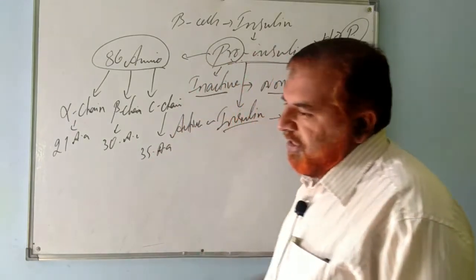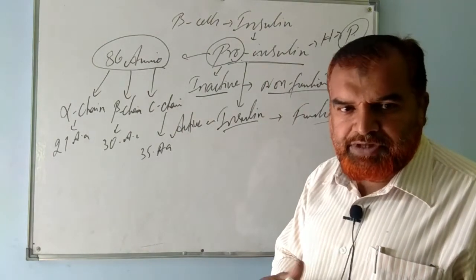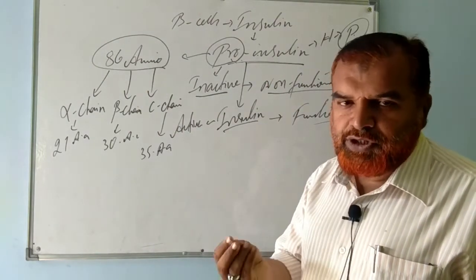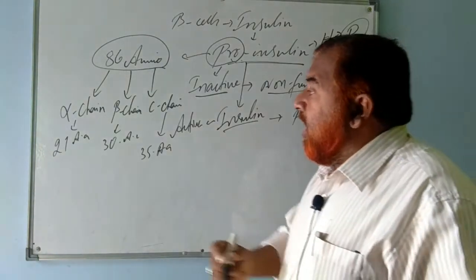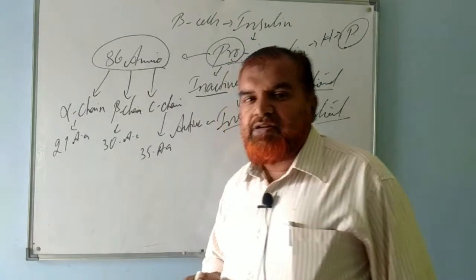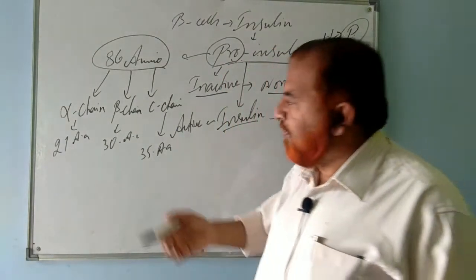I told you it's a protein, and you all very well know that every protein is made up of molecules called amino acids. Amino acids are the building blocks of proteins. Alpha chain is acidic in nature. Remember, A for alpha, acidic in nature. Beta chain, basic in nature.